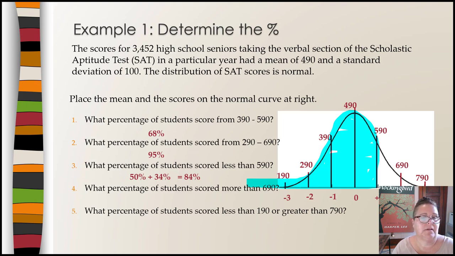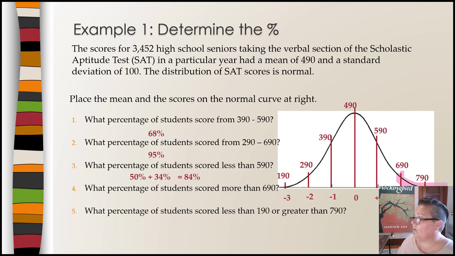All right, next question. What percentage of students scored more than 690? Well, this one is more than 690, so I'm going to start at 690, using pink this time. The more than indicates everything to the right. So starting at 690, I'm going to shade in everything to the right.